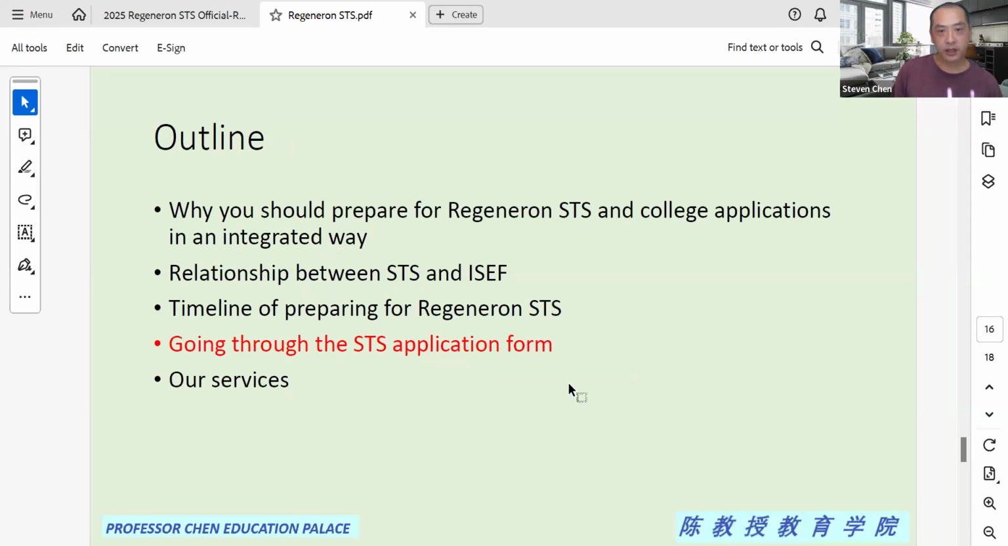Okay. Next, let's go through the Regeneron STS application form one by one, from one task to the next, and see how we should respond to those questions and what things we need to pay attention to. Prior to that, I noticed that some people have put some questions in the chat box. So let me first answer those questions, and then we will move forward to the next step.